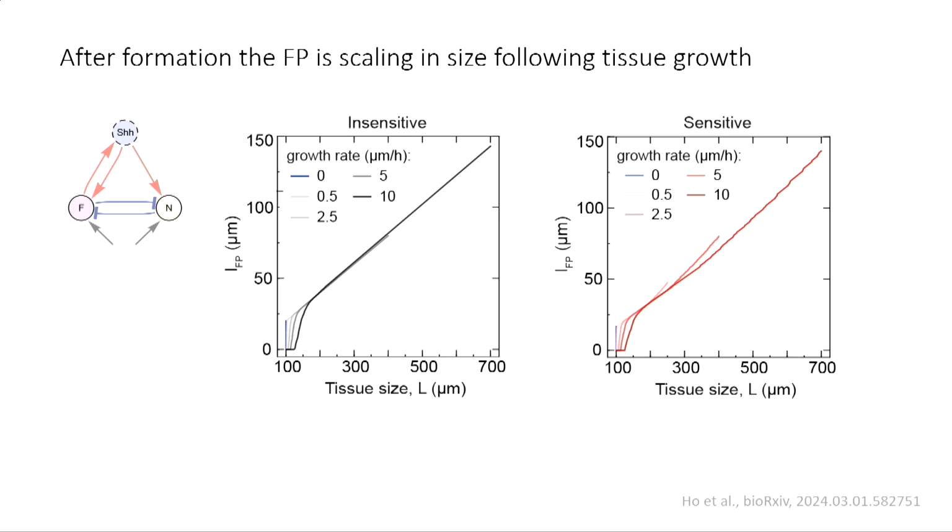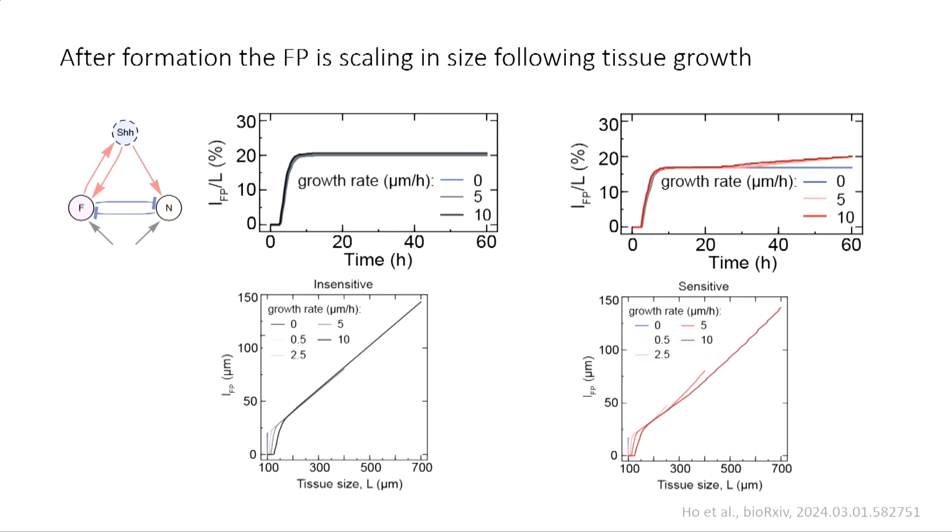And now we look into how the floor plate size is changing as the tissue is growing, and now we also perturb growth. We wanted to see, depending on the level of growth of the tissue, with 5 being the growth that is observed in the neural tube, how the size of the floor plate is affected by the tissue length. What we see is that initially it forms, and then it scales with the size, and for insensitive, it's perfect scaling. For sensitive, not close to that.